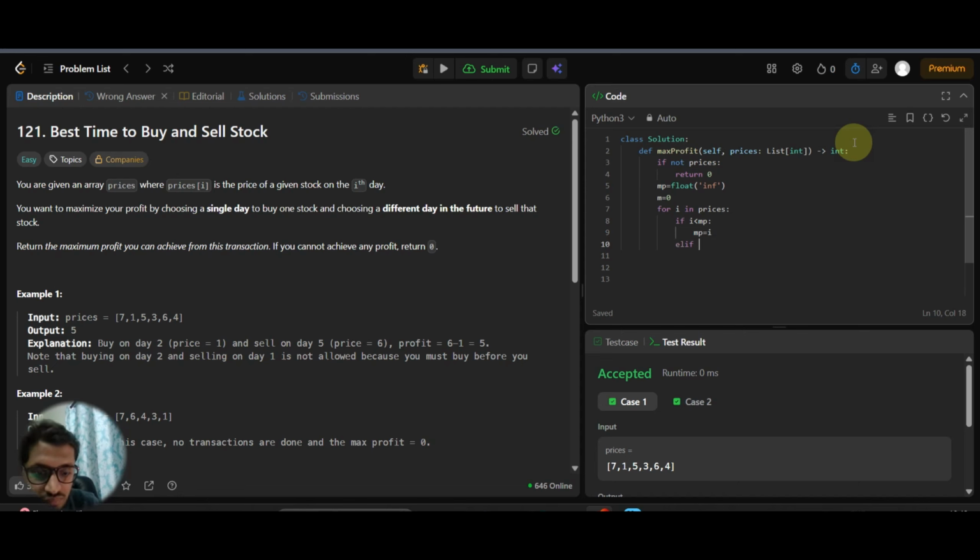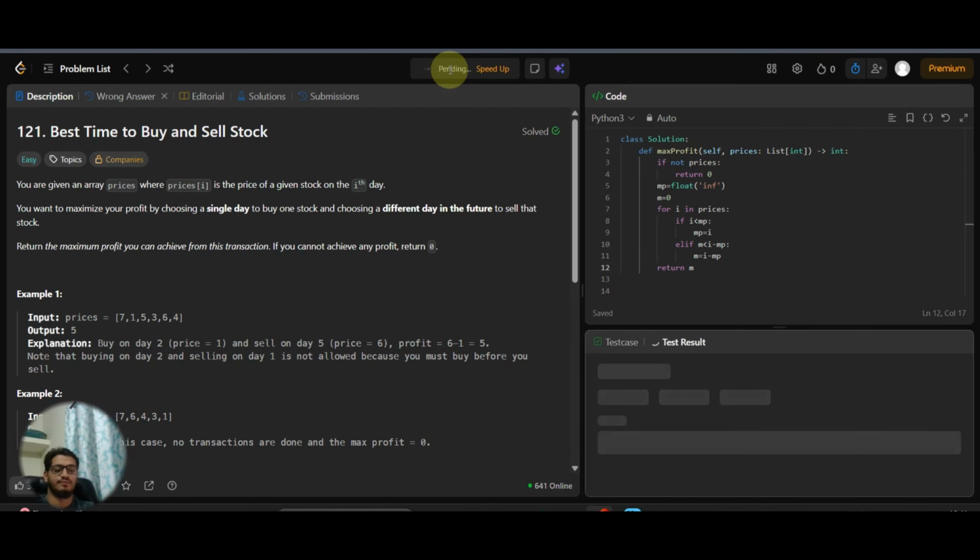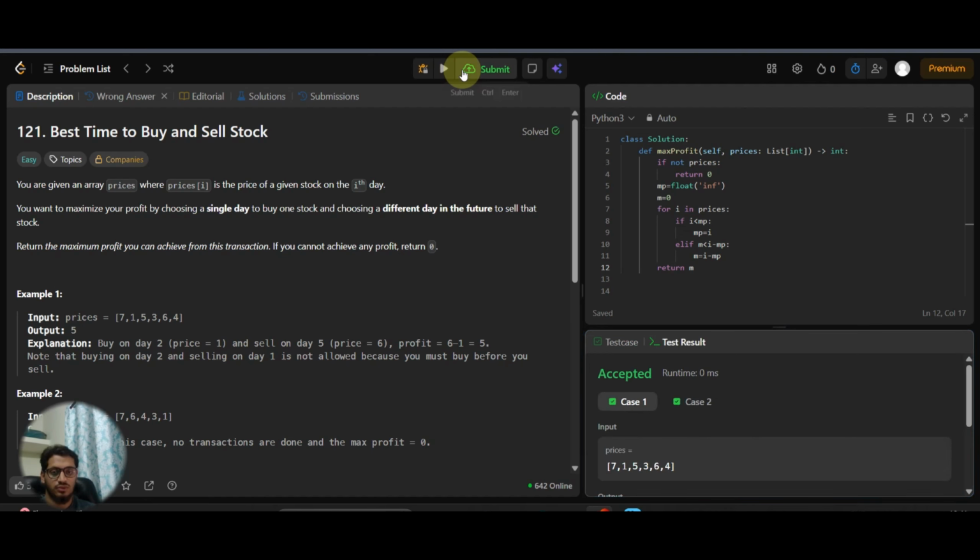Else, we'll be checking whether the maximum profit is less than the current element minus the minimum price. If that is the case, then I'll be updating the maximum profit over here: m equals i minus mp. I'll just return m. Let's check. Good.